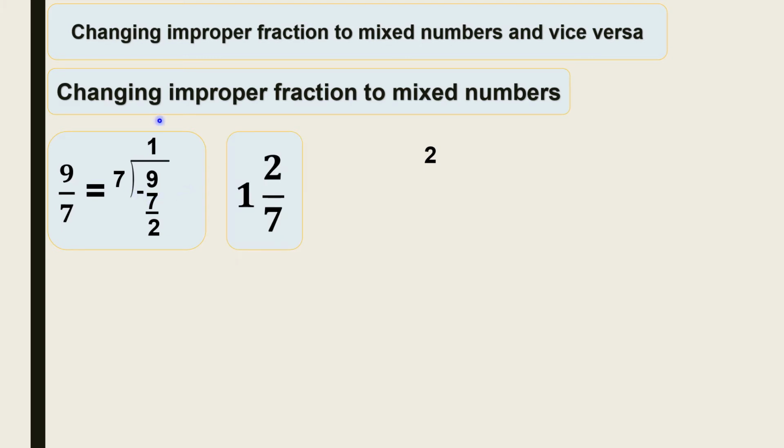Next, after that, we need to write its quotient. It will become the whole number for the new mixed number, and then 2, the remainder itself, will become the new numerator, and you just copy its denominator, the old denominator. Okay?